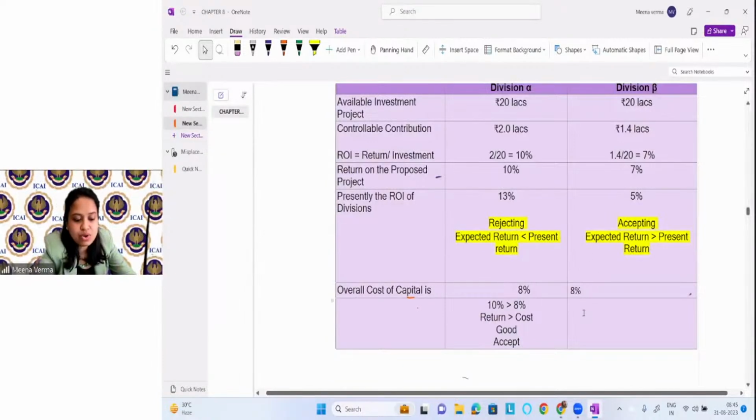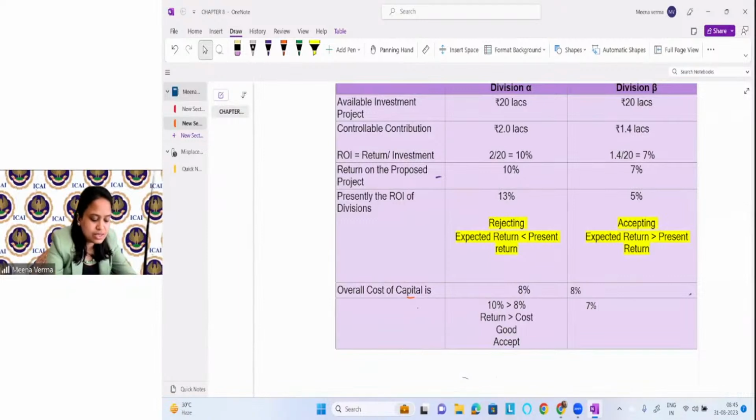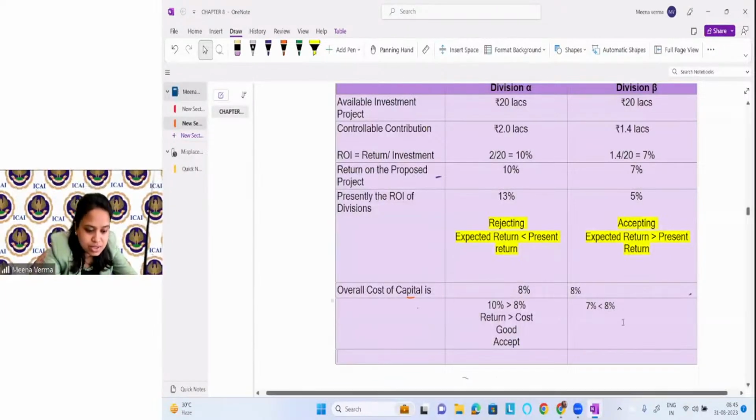While in this case, what is happening? The return is 7%, which is less. The return is less than the expectation. What is the expectation? The cost, sorry. The return is less than the cost. What is happening here in the second case?